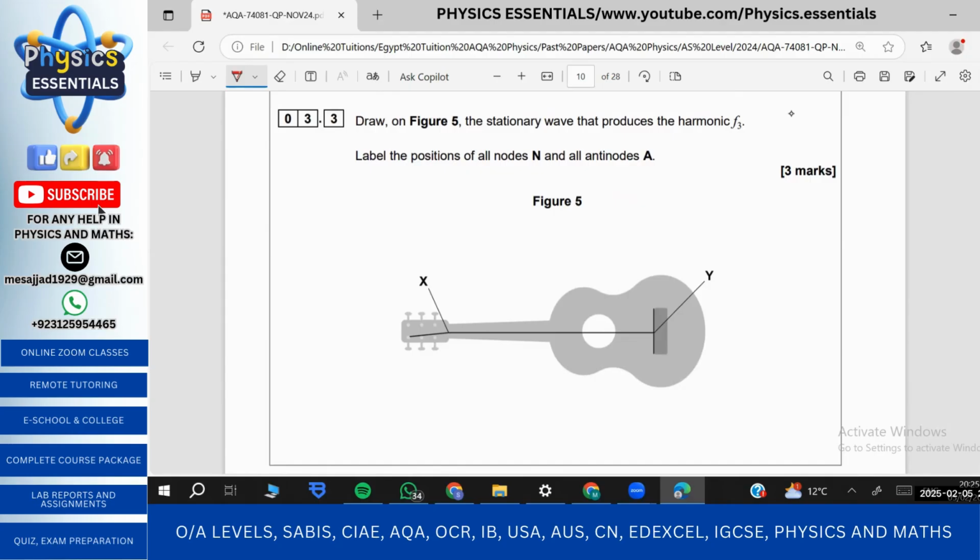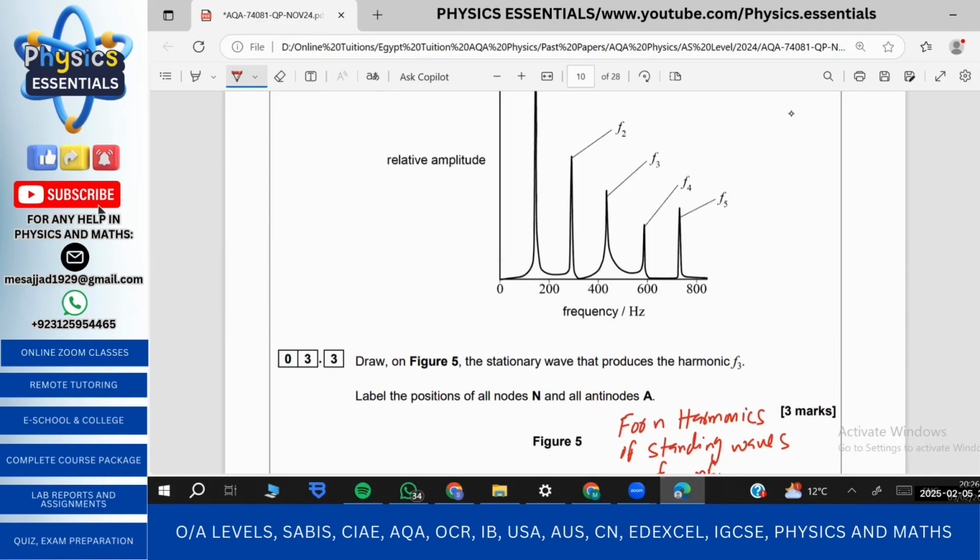Nodes and antinodes. Okay, so F3. F3 means you have to make a trifold, okay? Because you should know that we have a general formula here for the nth harmonic of standing waves: Fn equals n F1, right? So F3 means 3 times F1, which is 3 into the frequency of the first harmonic, 147. So when you multiply 147 by 3, you get 441. As you can see in the graph, we have about 441 here for the third harmonic.